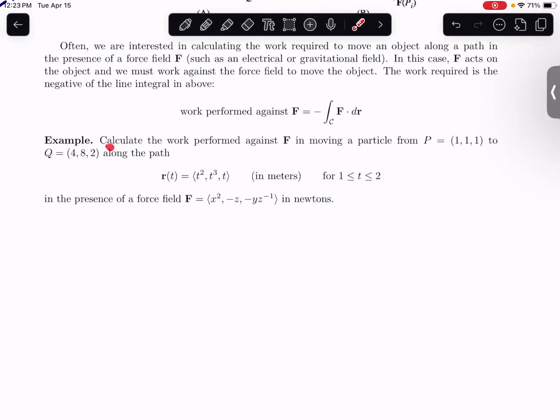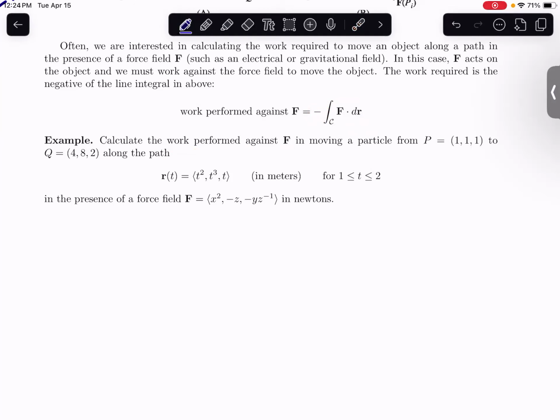For this one, it wants you to calculate the work performed against F, moving a particle from P = (1, 1, 1) to Q = (4, 8, 2), along the path given by r(t) = (t^2, t^3, t) in meters, where t ranges from 1 to 2. The force field is F = (x^2, -y, z^-1). Because it says to calculate the work performed against F, it wants you to calculate this vector line integral and then multiply by -1. That's where the word against is manifesting: you multiply whatever you have by -1.